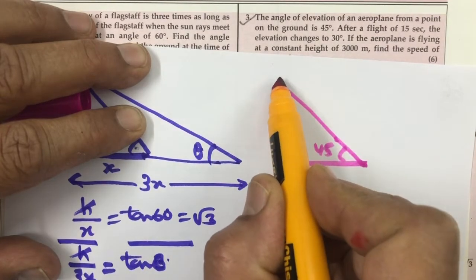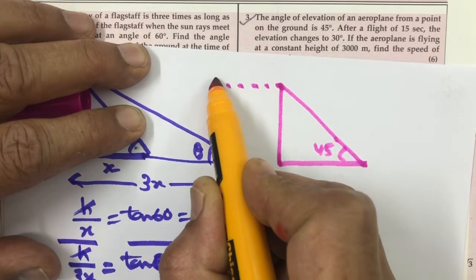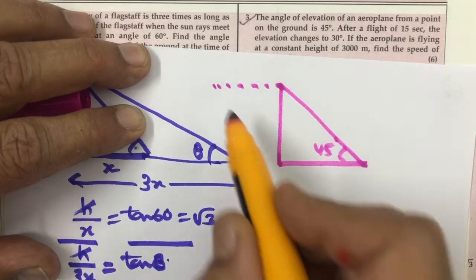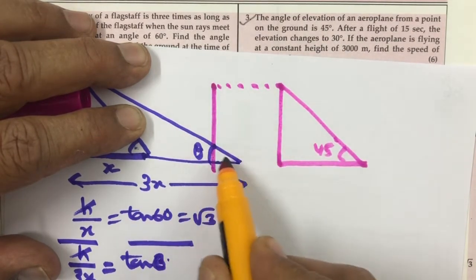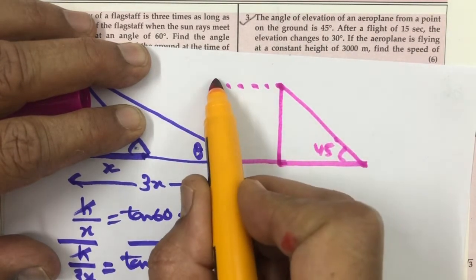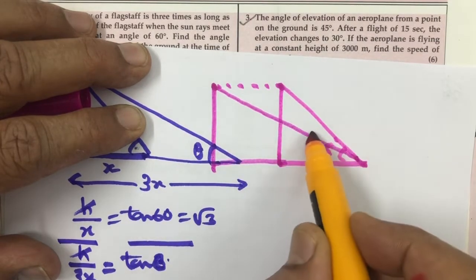Now, after a flight of 15 seconds, the height is the same, but the angle now changes to 30 degrees.